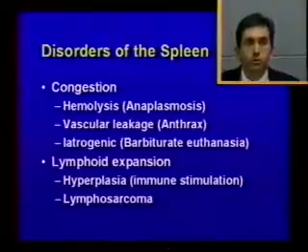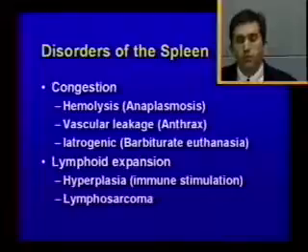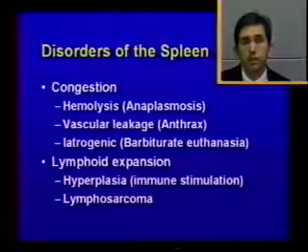I want to move now to disorders that affect the spleen. And remember that the spleen is both a circulatory organ as well as a lymphoid organ. It stores blood, it clears the blood of infectious agents, and it also is a site where the immune system can respond to an antigen.